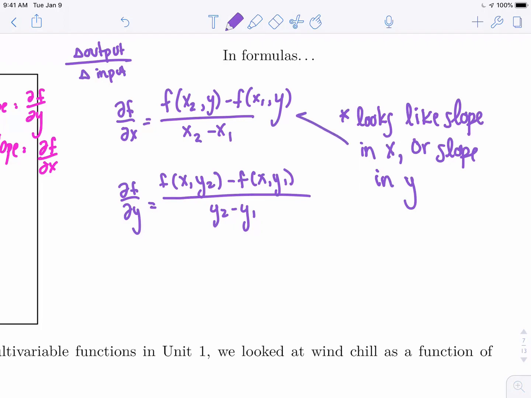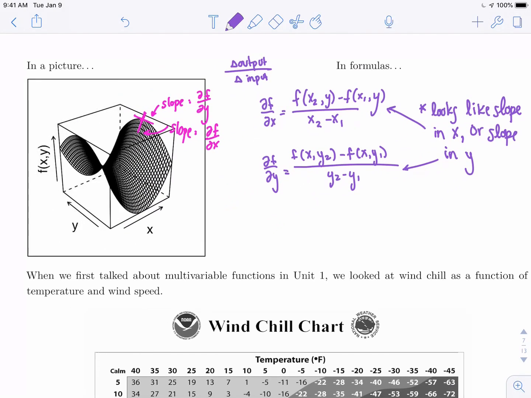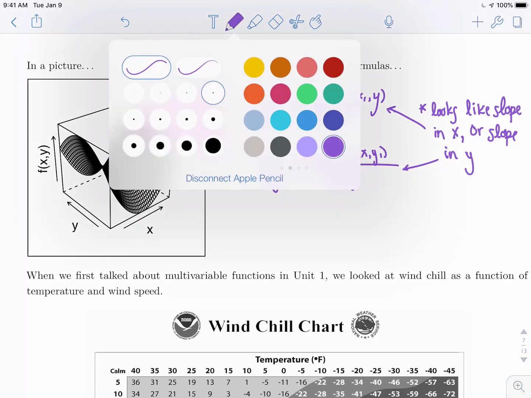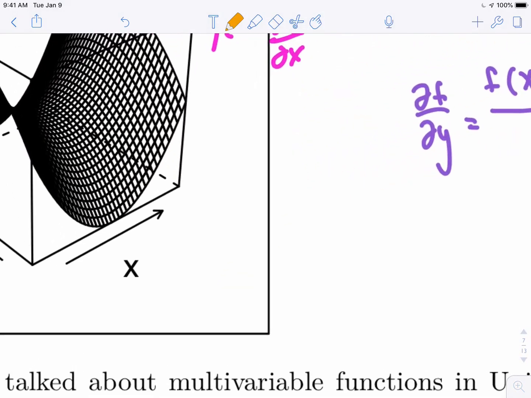So here would be slope in x, and then in y would be this one, where we allow one to change and we keep the other one constant. So those formulas are maybe a predictable way to extend how we have our change in output over change in input.